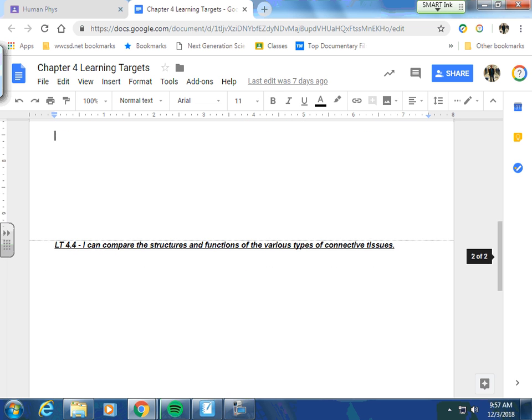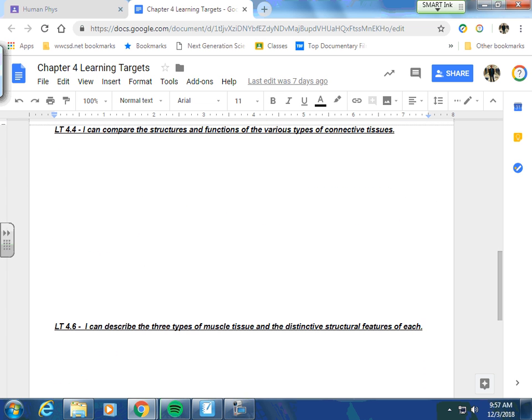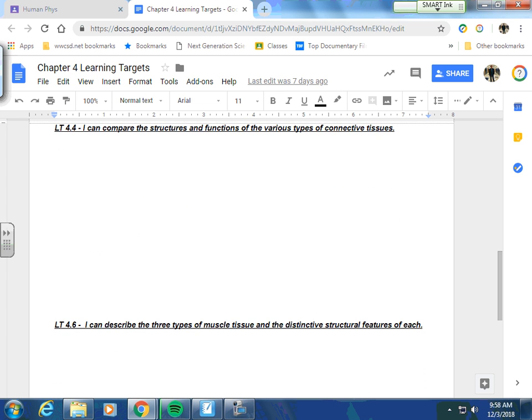All right, which takes us to 4.4. Pretty extensive learning target here. So again, the pictures, you had pictures of different types of connective tissues on your Chapter 4 quiz. Make sure you've got those down. All right.